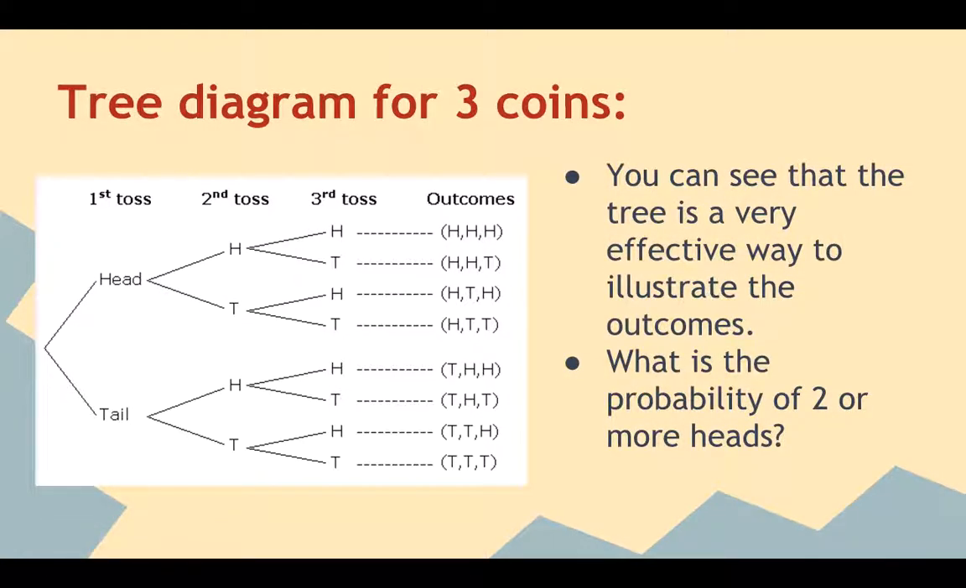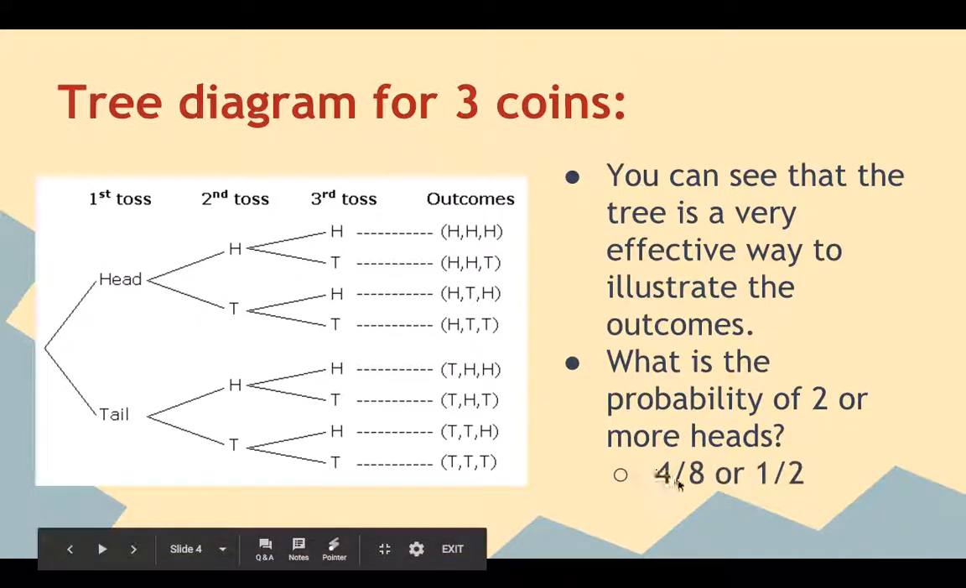Probability of 2 or more heads. Now that you have all the outcomes, you can use the tree diagram to count the number of times you get 2 or more heads. You can see these 3 here are the cases where you have 2 or more heads, and there's also this one as well, and I think that's it. So it's 4 out of 8, or 1 out of 2.